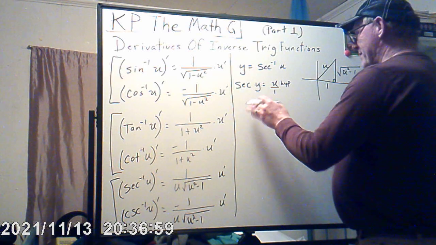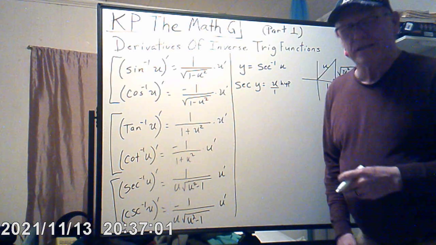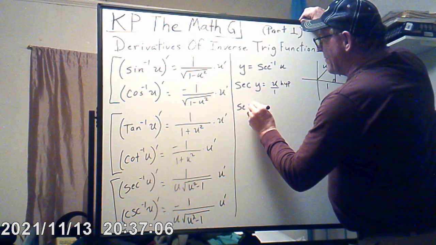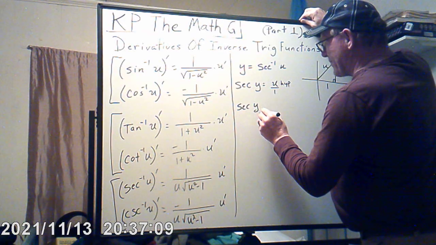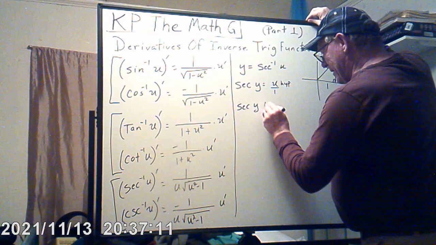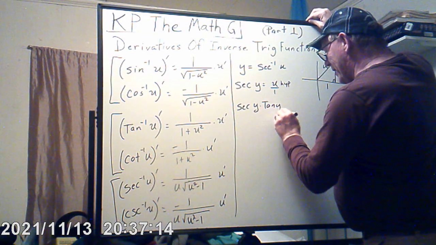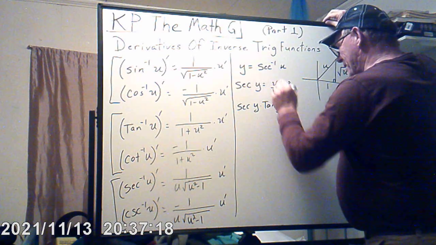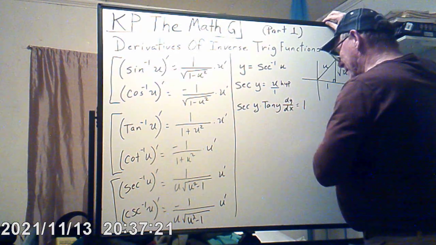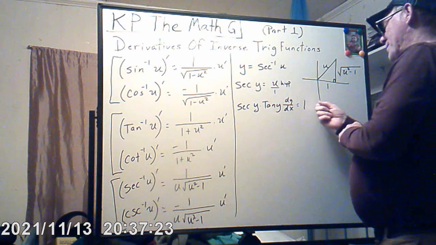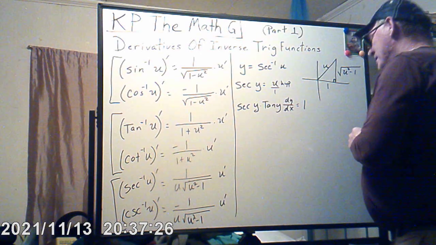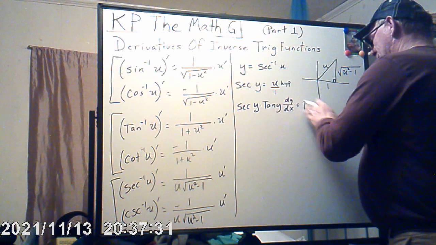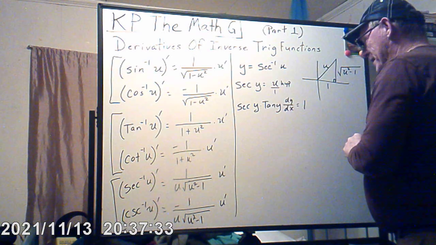Let's see, the derivative of secant now is secant tangent. That's one thing you just have to remember. You got to know your derivatives of the trig functions. So secant y times the tangent of y dy over dx. Derivative of u is just 1, okay? And if you wanted to put u prime, you can, it's okay. But anyway, derivative of u is 1.